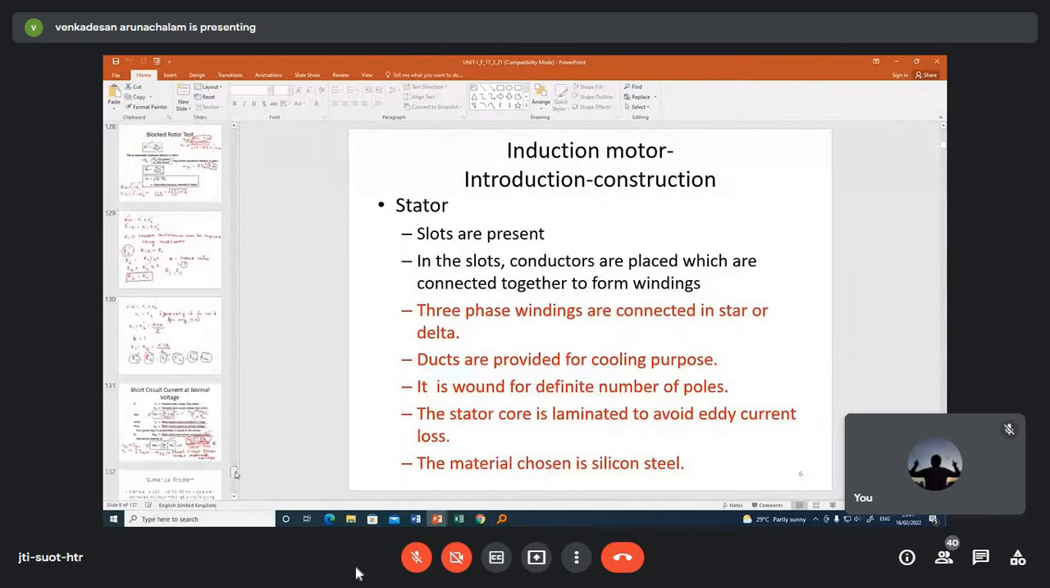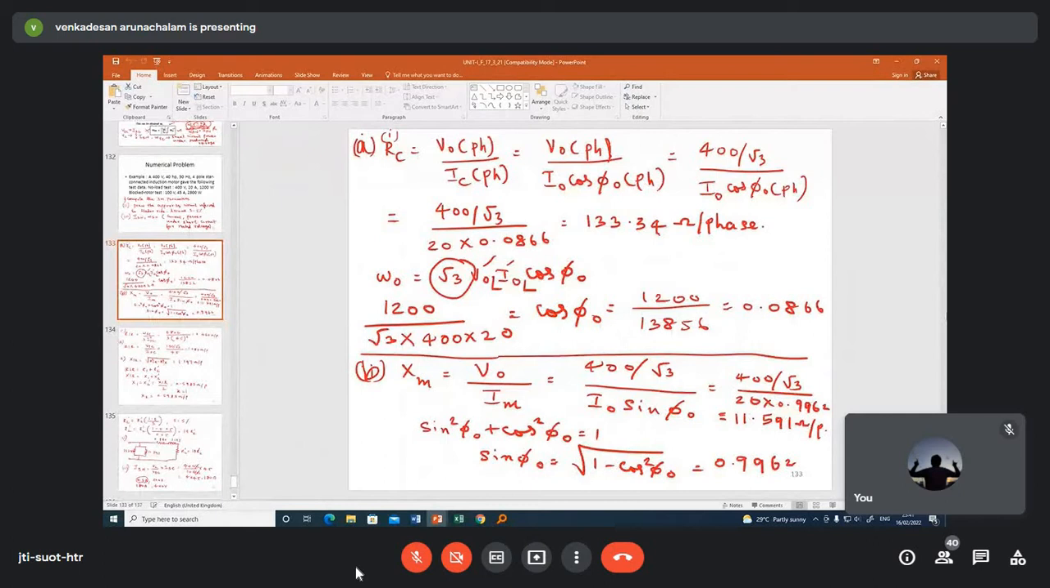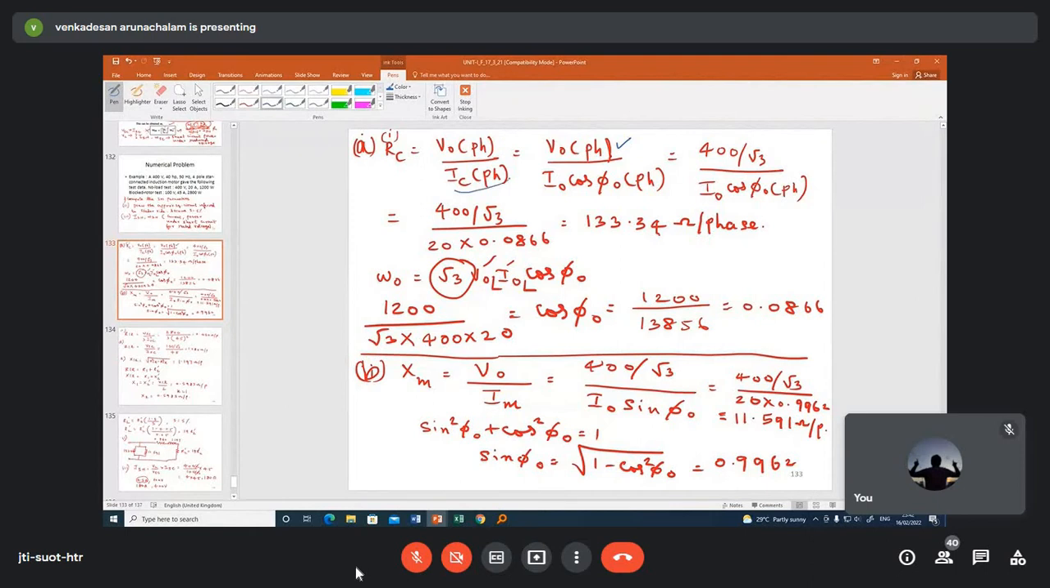So this is the problem. V naught phase, and this is the loss component of the current, which is equal to I naught cos phi naught. All are in phase value. The machine is star connected, that is given in the problem. So the no load voltage is 400 volts. Unless otherwise mentioned, you take that value as line value. It is star connected, so 400 you have to divide by root 3, and current remains the same. So I naught is 20, and cos phi naught you can get from this formula.